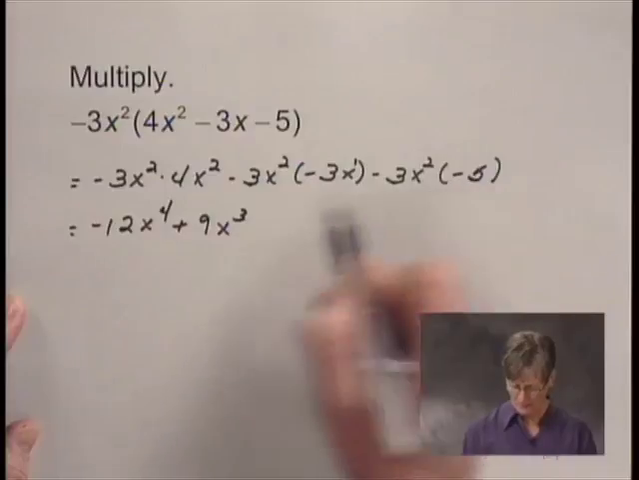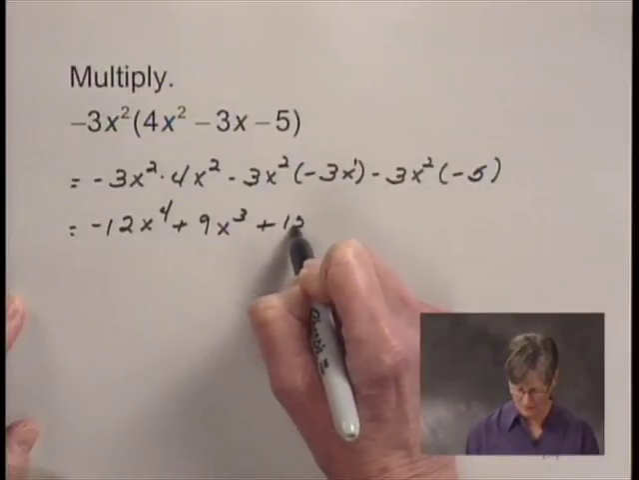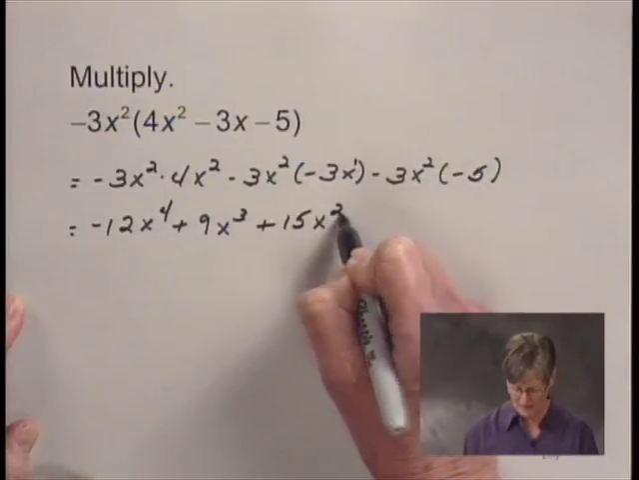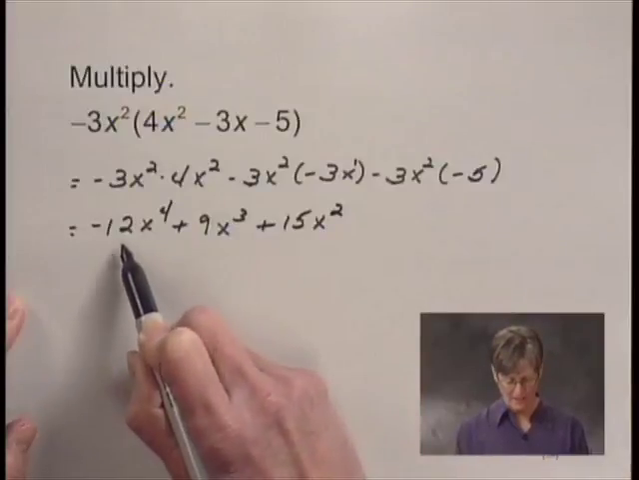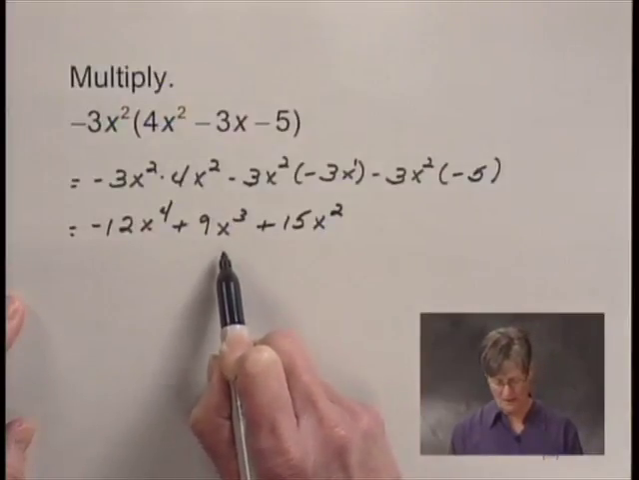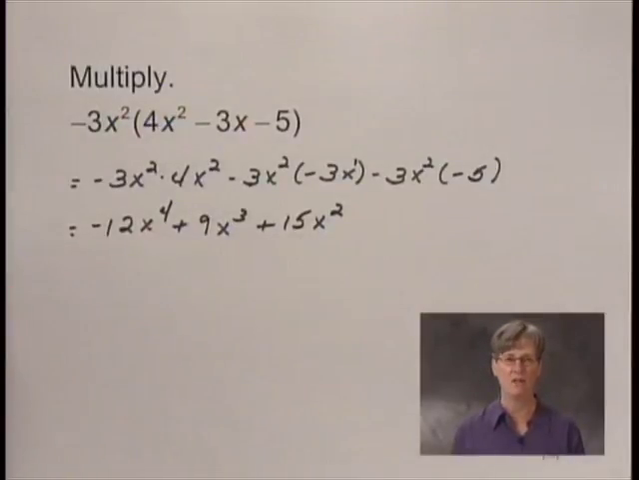And here I have negative 3 times negative 5, which is 15, and that is times x squared. So we have negative 12x to the 4th plus 9x cubed plus 15x squared for the product.